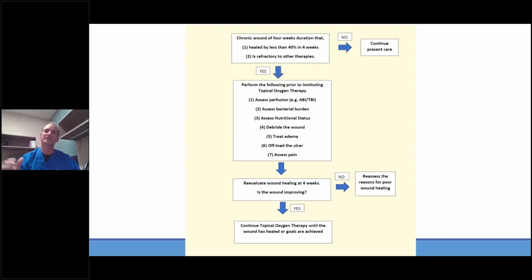All right, this is the non-graphic specialist version from the editorial, and it just goes over an algorithm. You have a chronic wound that heals less than 40% in 4 weeks, refractory to other therapies, assess the patient for topical oxygen, as we said, and then once you're using topical oxygen, reevaluate wound healing at 4 weeks, and if it's improving, continue topical oxygen. If not, let's reassess the patient. What else? Maybe there's too much bacteria there. Maybe there are too many proteases or something else going on that topical oxygen is not addressing. There is no magic bullet, right? We need multimodality therapy, and we need to have lots of arrows in our quiver if we're going to be a wound care specialist.